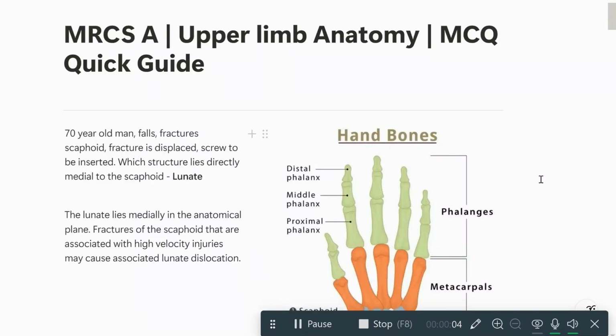Today I'm going to talk about upper limb anatomy related to the MRCS. I have made these MCQs which are a quick guide for quick revision. But the main importance of these MCQs is that I have added relevant diagrams to guide you and help you with visual memorization. Okay, so let's get started.